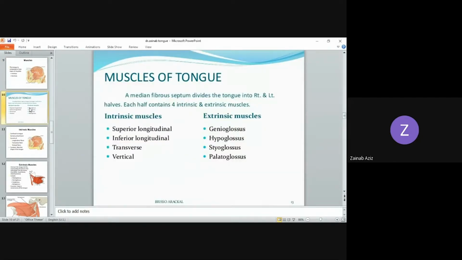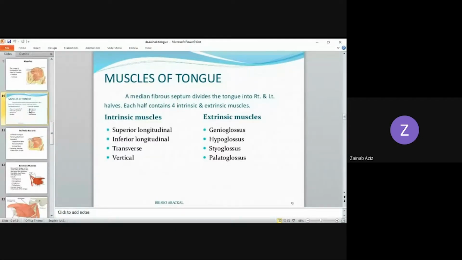So we have the intrinsic muscles, which are superior longitudinal, inferior longitudinal, transverse, and vertical, while the extrinsic are the genioglossus, hyoglossus, styloglossus, and palatoglossus. Genio means chin. The genioglossus is attached to the mental tubercle of the mandible and inserts into the dorsum and lateral side of the tongue, and its action is depressing the center of the tongue and protrusion. Protrusion means forward movement of the tongue.